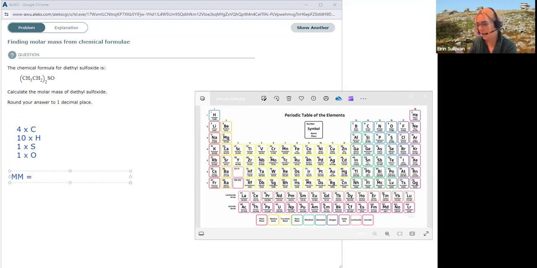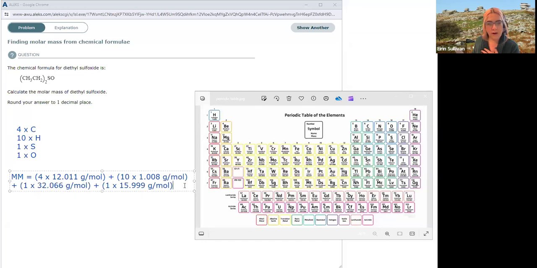So the molar mass is going to be 4 times 12.011 grams per mole for the carbons, then 10 hydrogens at 1.008 grams per mole, then sulfur, 1 times 32.066 grams per mole, and last but not least, oxygen, 1 times 15.999 grams per mole. Add those all together. So 4 times 12.011 plus 10 times 1.008, be careful with parentheses, plus 32.066 plus 15.999 gives me 106.117 grams per mole. I would round that to 3 decimal places, which it already is. We're asked for this question to do 1 decimal place, which would be here, like so.